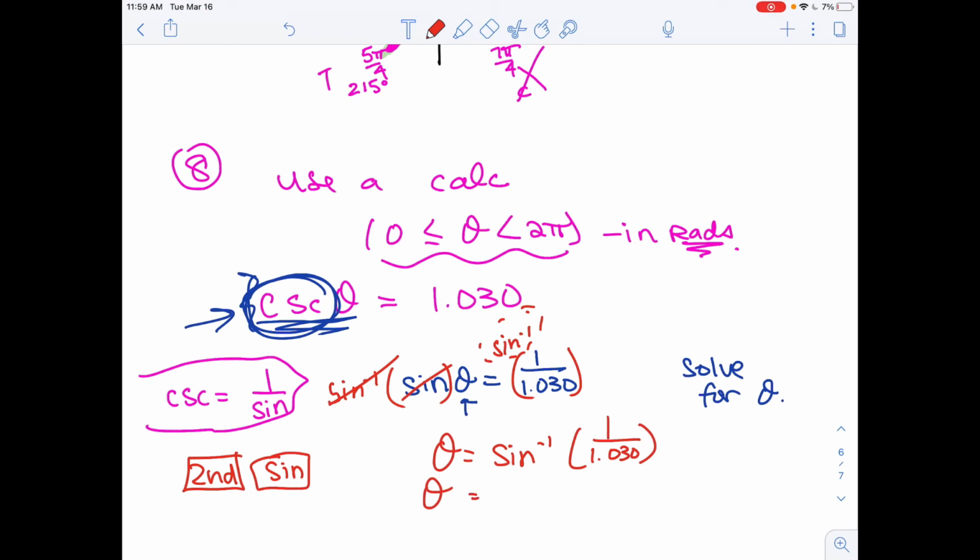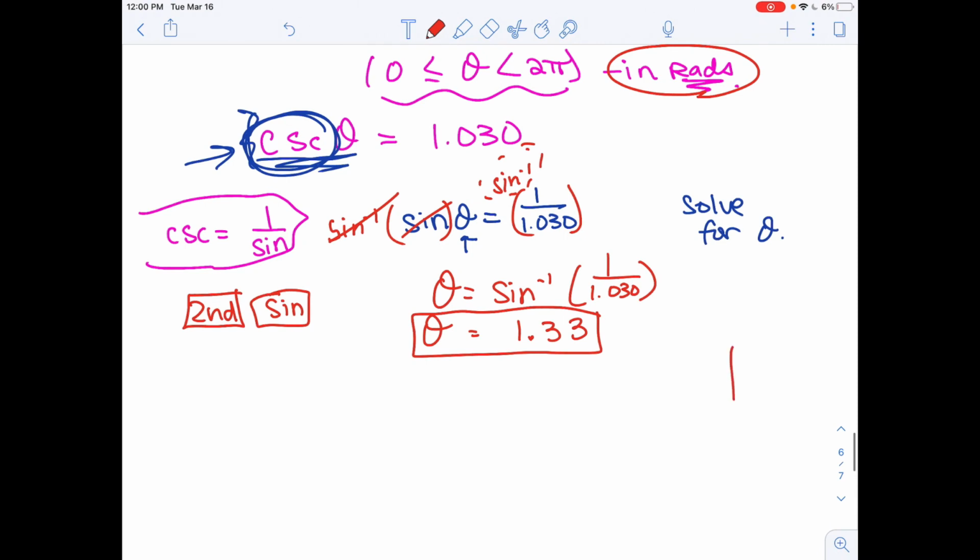So plug that into your calculator, and we get, oh, I can't find my calculator. Here we go. Make sure that your mode is, by the way, whatever you want it in. We want ours in radians, so my mode is going to need to be in radians. Make sure you put your mode in radians. Inverse sine of 1 over 1.030, and we get 1.33 because we're rounding to the nearest 2 decimal places. We also needed one more value for where it's going to be.